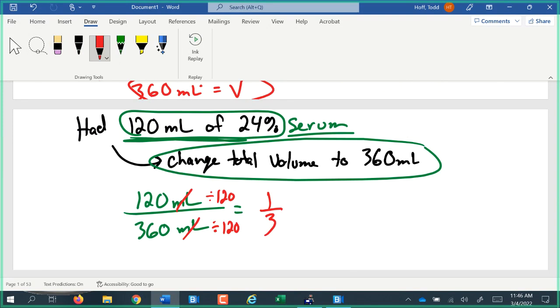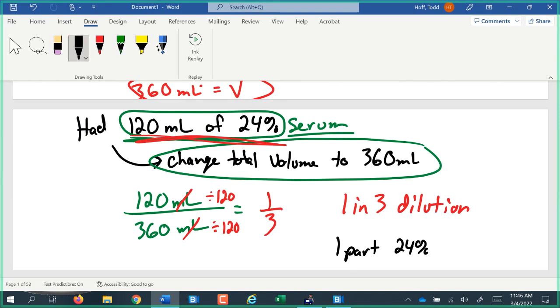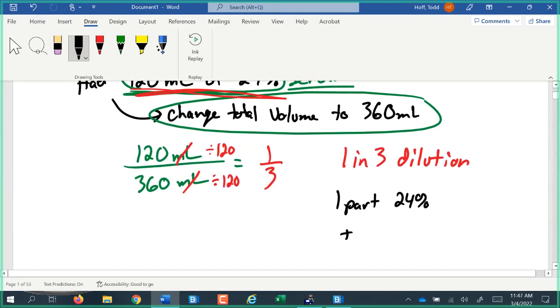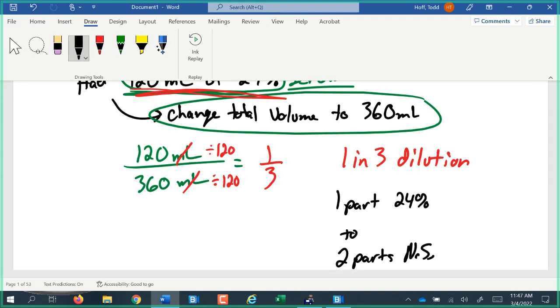Now that means for every 1 part of the 24% serum, we're going to end up with 3 parts of total solution, which means it's 1 part of the 24% to every 2 parts of sterile water, neutral solution. Remember that a 1 in 3 dilution is a 1:2 ratio of serum to saline.